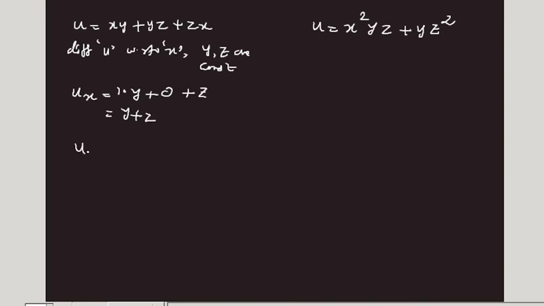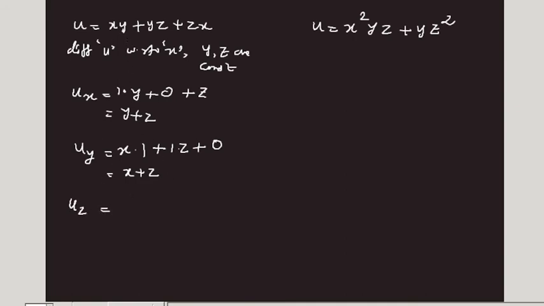Now differentiation with respect to y. So here when we are differentiating with respect to y, x and z are constant. So here x constant, we write it as it is, y differentiation is 1 plus y differentiation is 1 into z plus, here we don't have y, then it is 0. So here we are having x plus z.